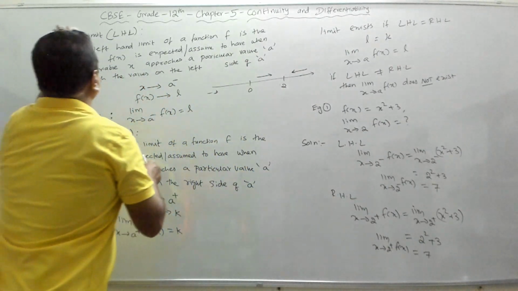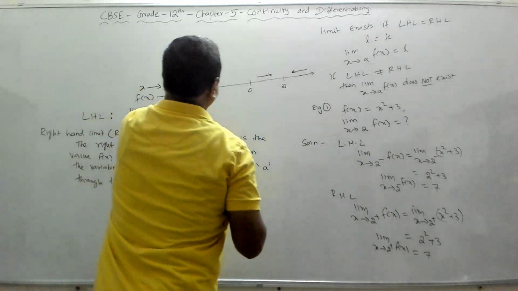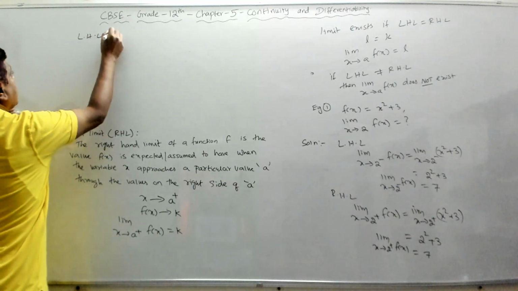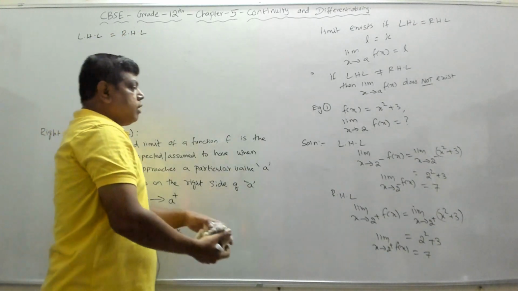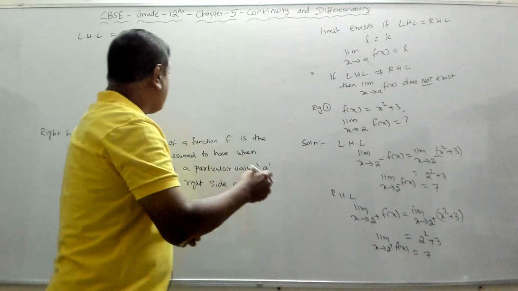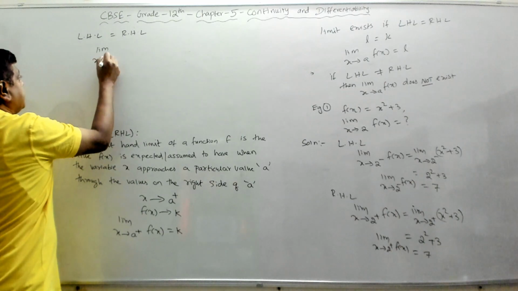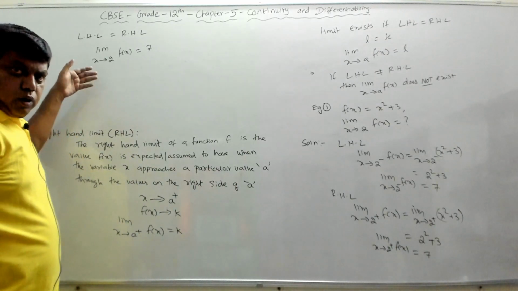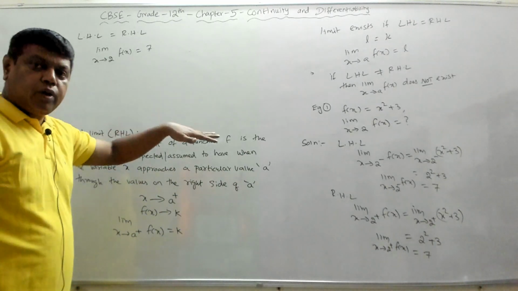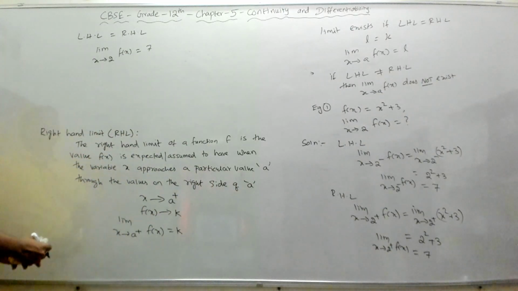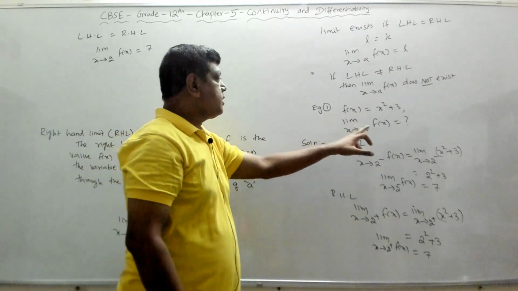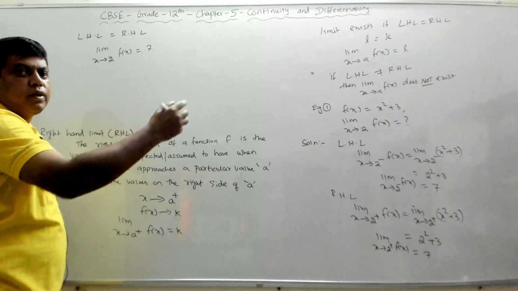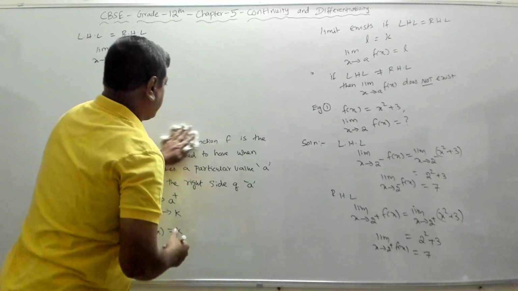Right? Which means LHL, left hand limit, is equal to RHL, because your left hand limit is 7 and right hand limit is also 7. So now we will say limit x goes to 2 f of x is equal to 7. Here we will not put plus or minus, which means your x can approach 2 from any direction, from the left side of 2 or the right side of 2. Your limit is 7. The value of this is 7, which means when x approaches 2, f of x approaches 7, or f of x goes towards 7. That's the meaning of that. Fine? Okay.